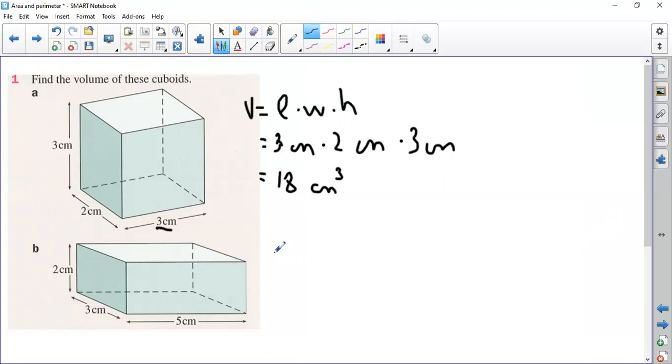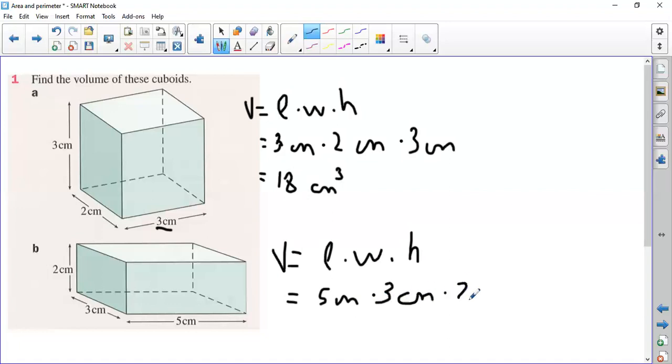Let's see the second one. Again, we use the same formula. Volume is equal to length times width times height. Length is given as 5 centimeter. Width is given as 3 centimeter. And height is given as 2 centimeter. So the volume is 5 times 3, 15, times 2, 30 centimeter cubed. This is how we find the volume of cuboids.